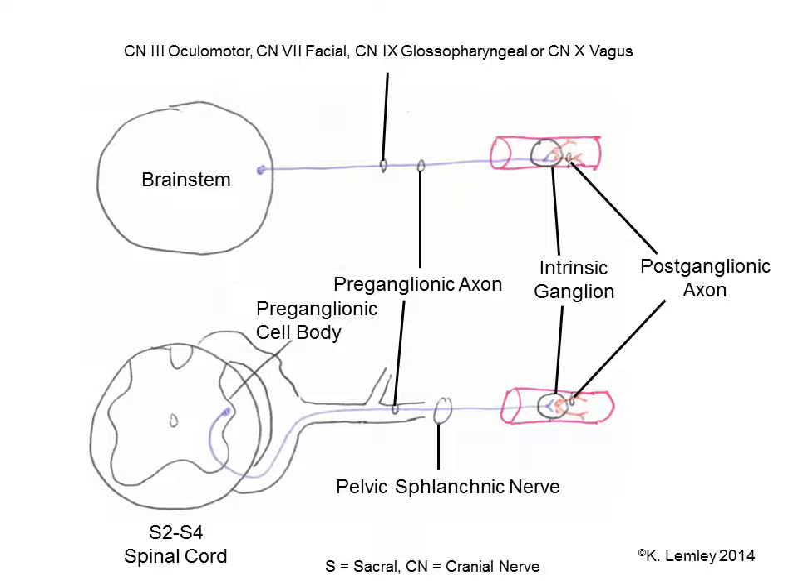So that's the end of our overview of the ANS and our discussion of the pathways of the parasympathetic nervous system. In part 2, we will begin our discussion of the pathways of the sympathetic nervous system.